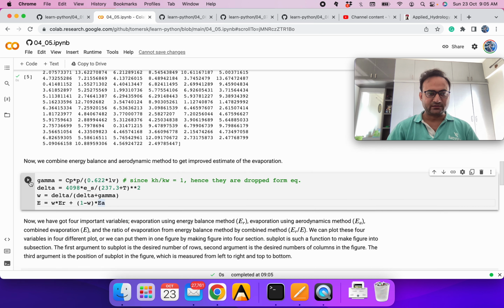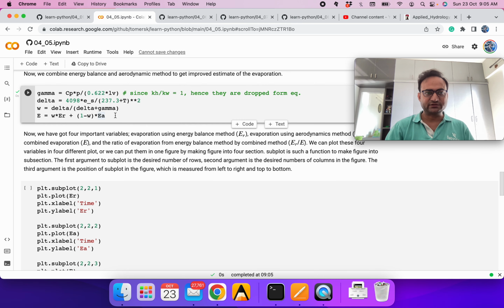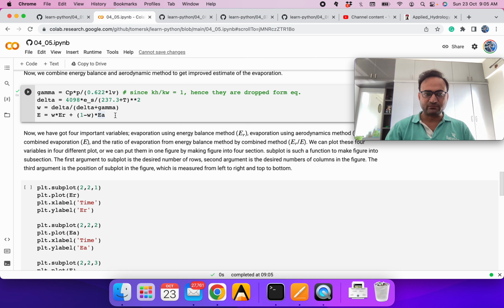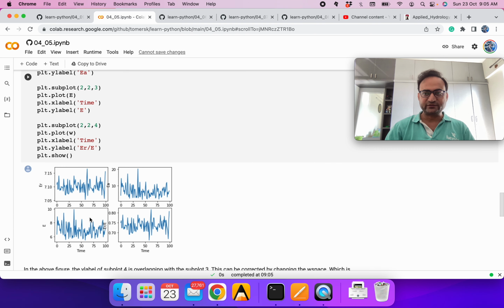Now we will combine both the approaches. So we compute our delta and we can see how this looks. In the next step we'll generate the histogram. So first we learned how we can compute evaporation due to the energy approach, then due to the aerodynamics approach. We combine both. Here what we will try to do is create 4 subplots.